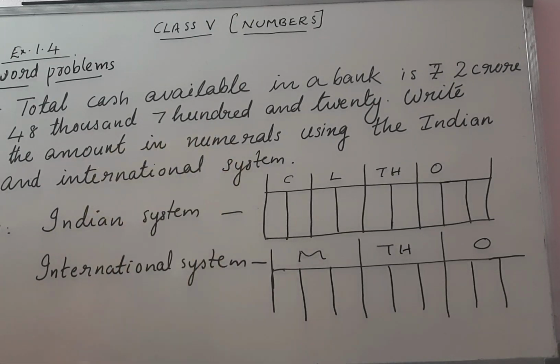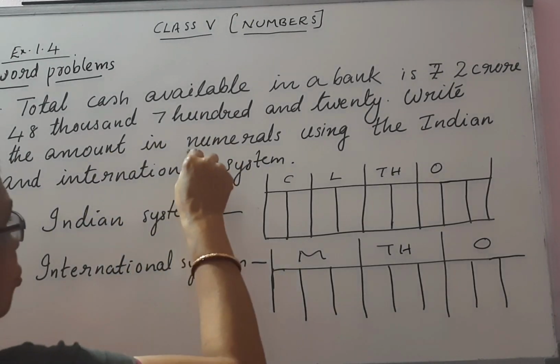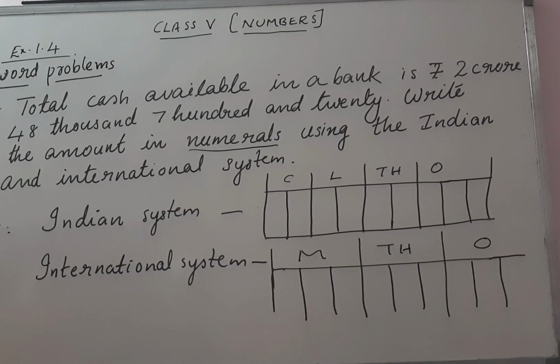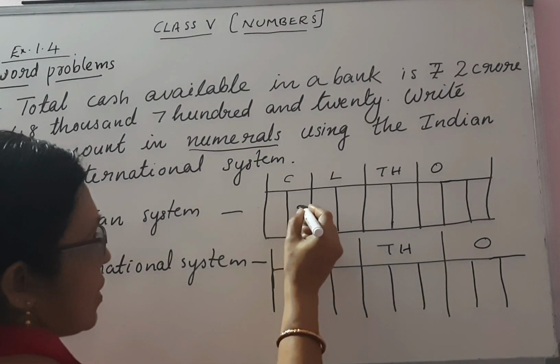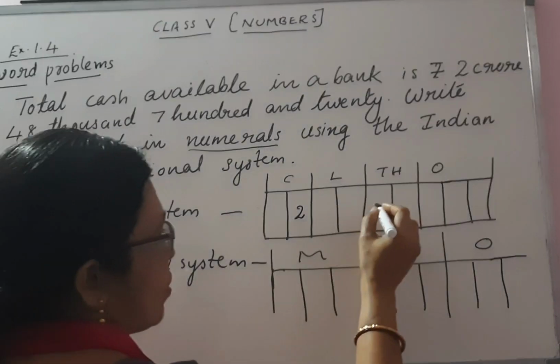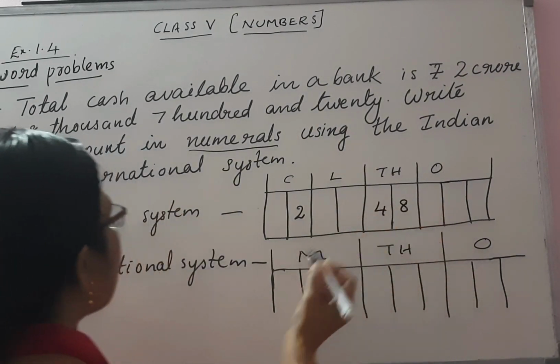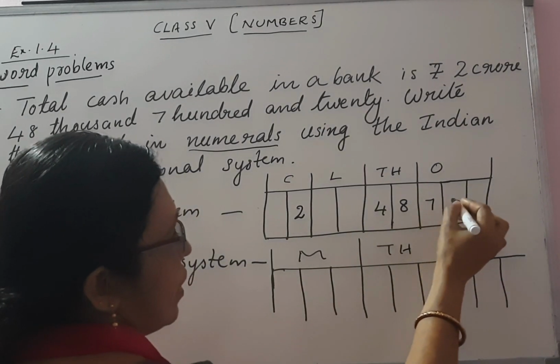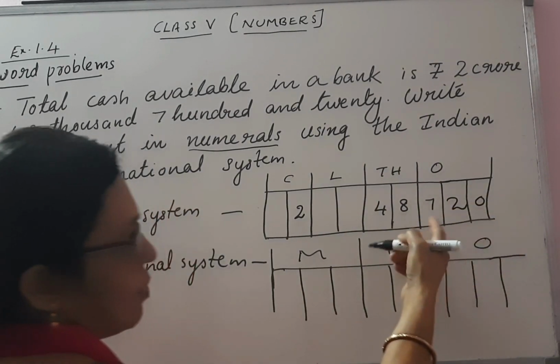It is asked for the amount in numerals. So you just have to write the numerals. Digits you have to place in the correct place. Then you will get the Indian system and international system. So we can go through how to write the answer. 2 crore 48,000. So 2 crore means crores place. Here it will come 2 crore. 48,000, so 48 in the thousands place. 720, last it will go.